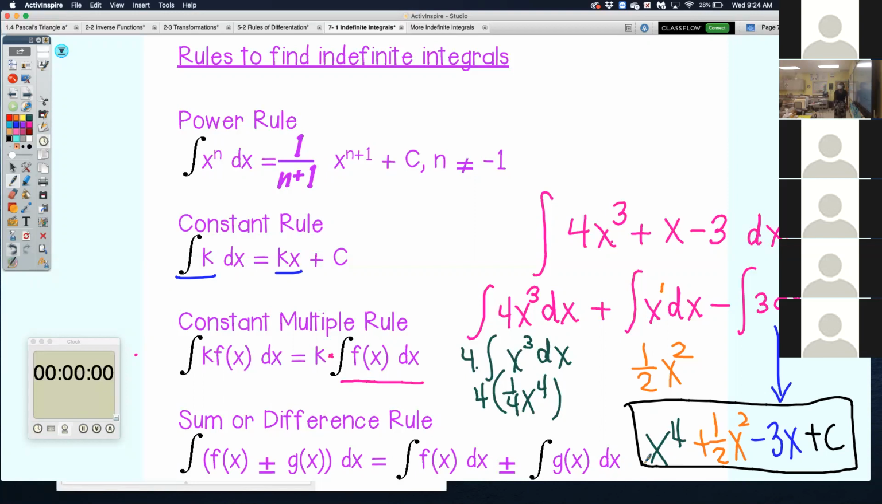We can always check it by doing the derivative of this function, which, remember, you bring down the exponent, subtract 1. So we would get 4x to the third. When I bring down the 2, multiplied by 1/2 gives me 1. So that's how I get x. And then negative 3, derivative of constant is always 0. That's how you can apply all these rules in one particular function.